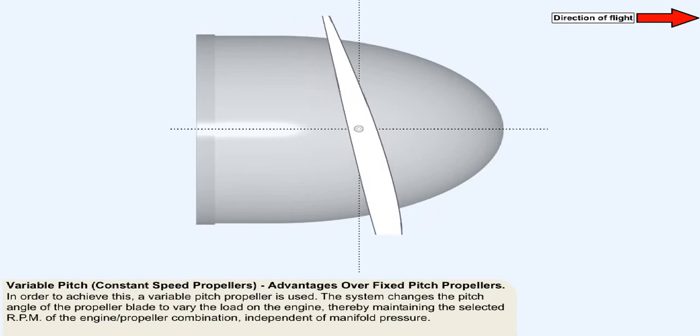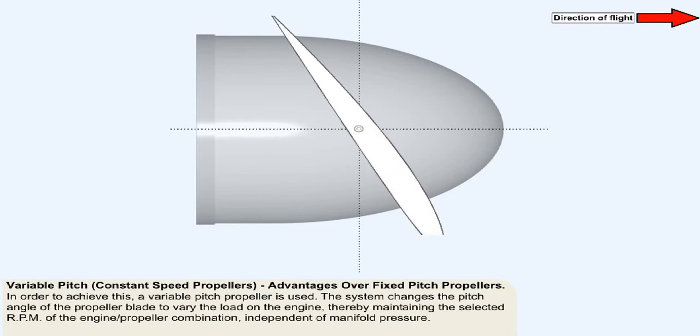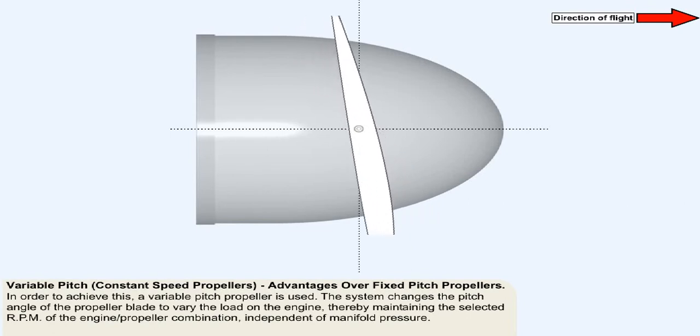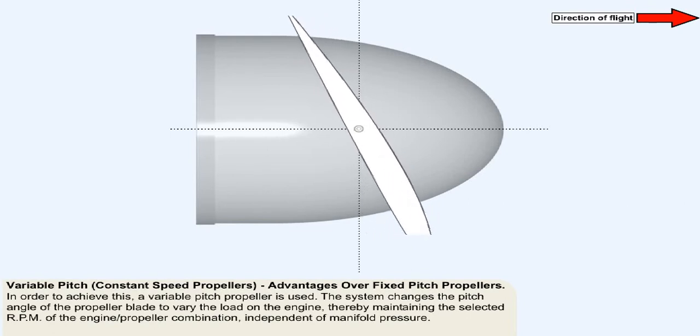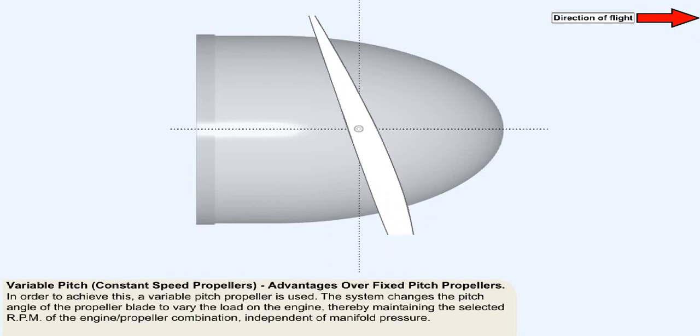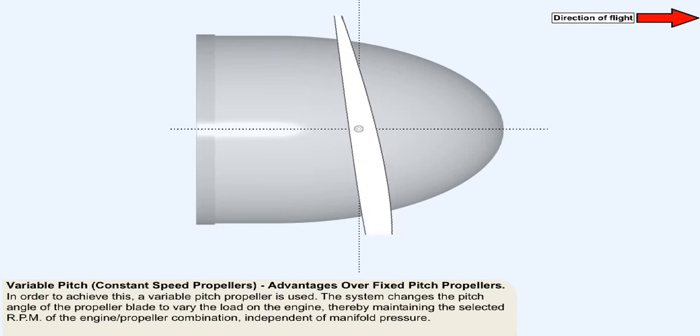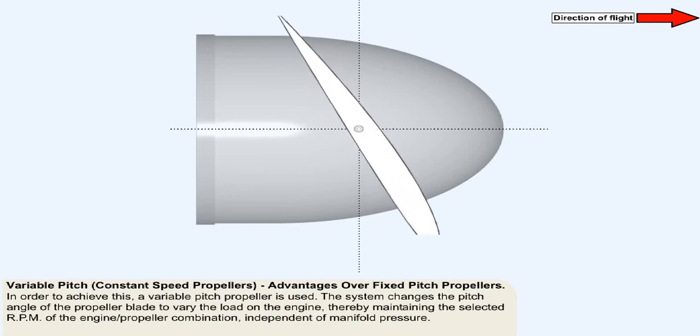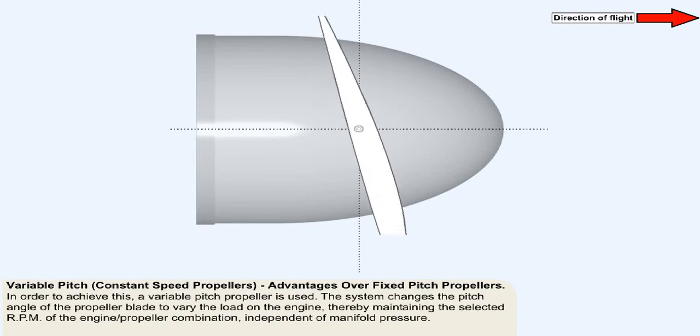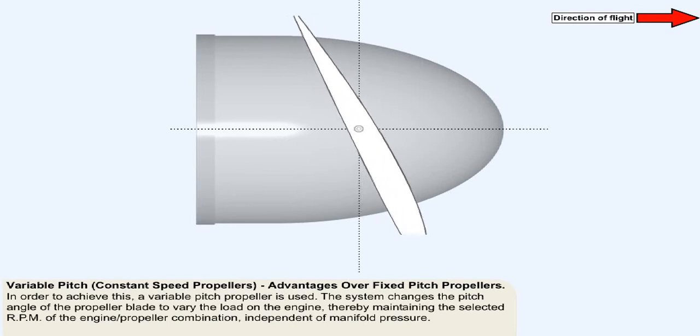The system changes the pitch angle of the propeller blade to vary the load on the engine, thereby maintaining the selected RPM of the engine-propeller combination independent of manifold pressure, provided that the propeller is operating between its fine and coarse pitch stops. The fine and coarse pitch stops may be fitted internally or externally, depending on the make of the propeller.